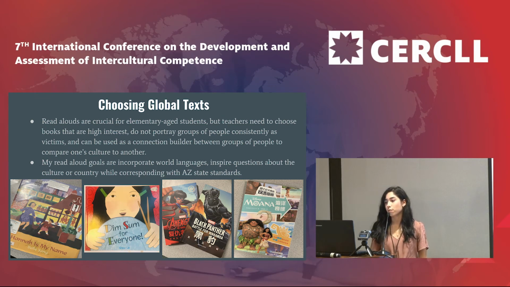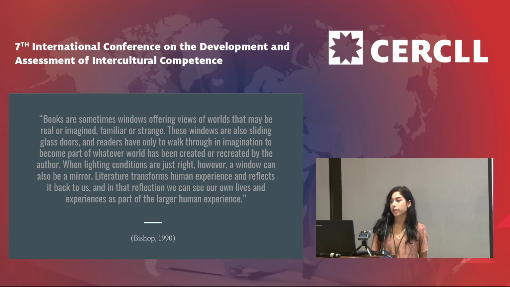And so books are sometimes windows offering views of worlds that may be real or imagined, familiar or strange. The windows are sliding glass doors, and readers have only to walk through an imagination and become part of whatever world has been created or recreated by an author. The lighting conditions are just right. However, a window can also be a mirror. Literature transforms human experiences and reflects it back to us, and in that reflection, we can see our own lives and our experiences as part of a larger human experience.